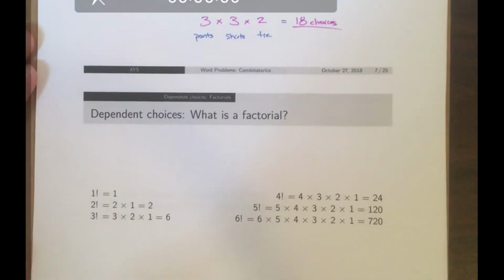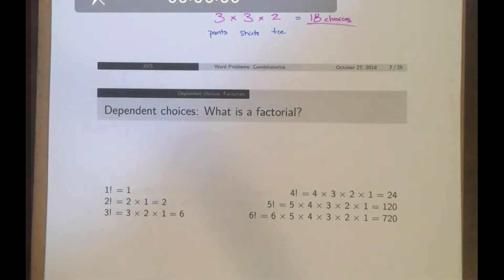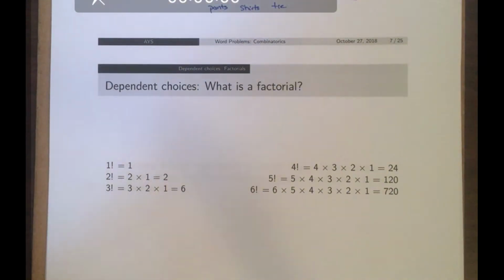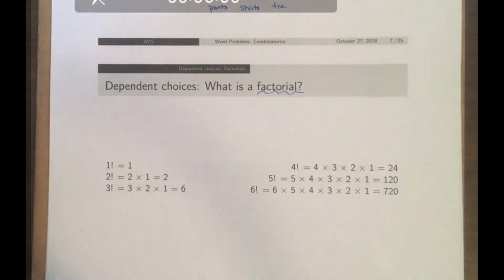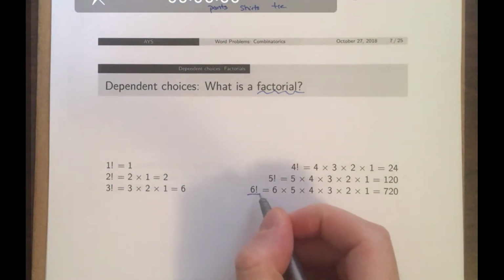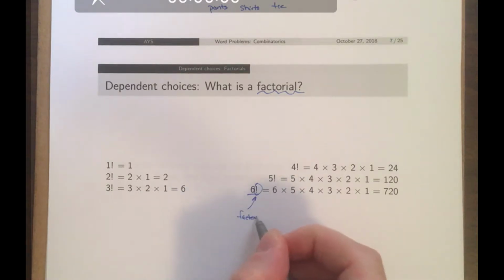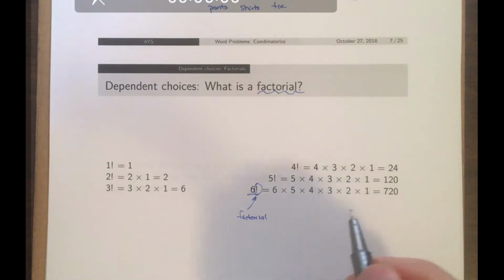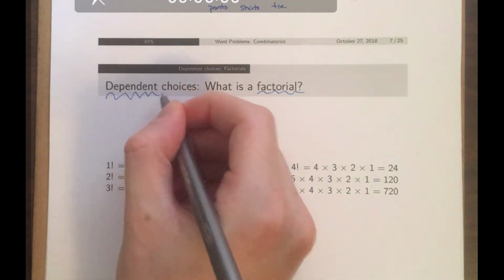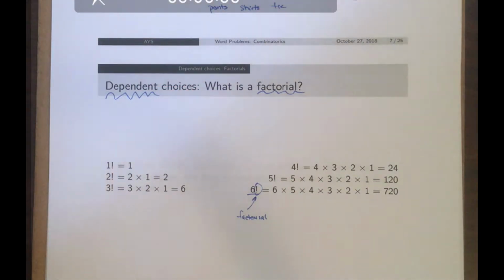Okay, now sometimes we have dependent choices, and when we're working with dependent choices, the name of the game is factorials, which is a fancy word which means to multiply the number by itself, and then each time you go down by 1. So 6 factorial, use this exclamation mark. That means factorial. Just means 6 times 5 times 4 times 3 times 2 times 1. So when you have dependent choices, the thing to remember is the name of the game is factorials. So let's take a look at an example.